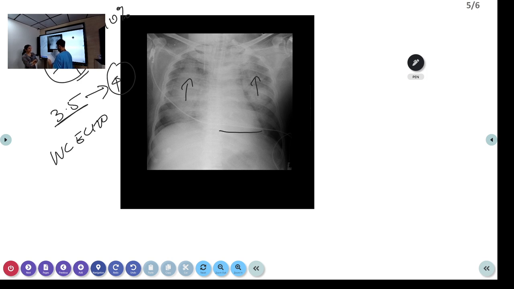Echo was showing. You are supposed to do echo also, no? You need to know the LV status. Why should we know the LV status? For fluid resuscitation, we need to know the LV status. Along with that, we will have to see whether there are any new changes in the LV function. If LV function is also affected, that means the infection is affecting the heart also. Right, okay, so that also should be checked.